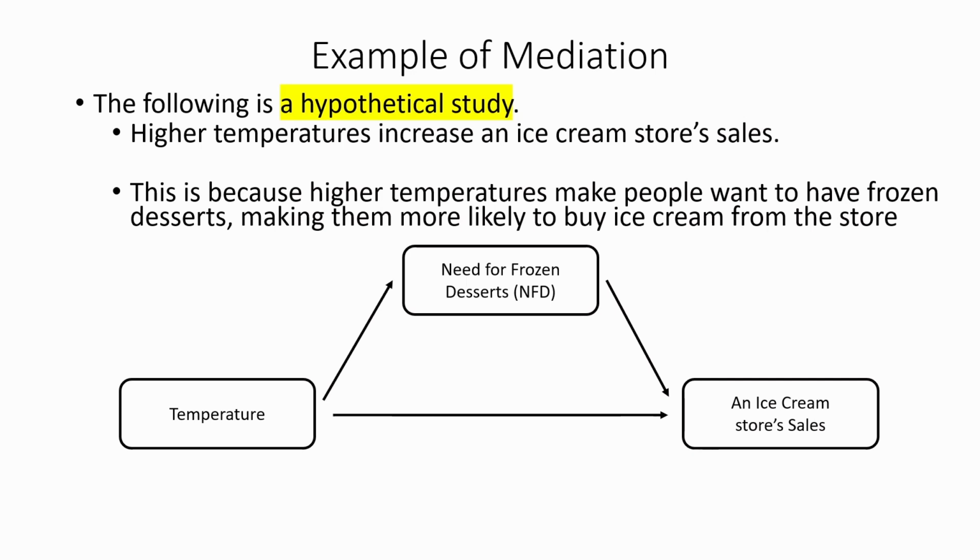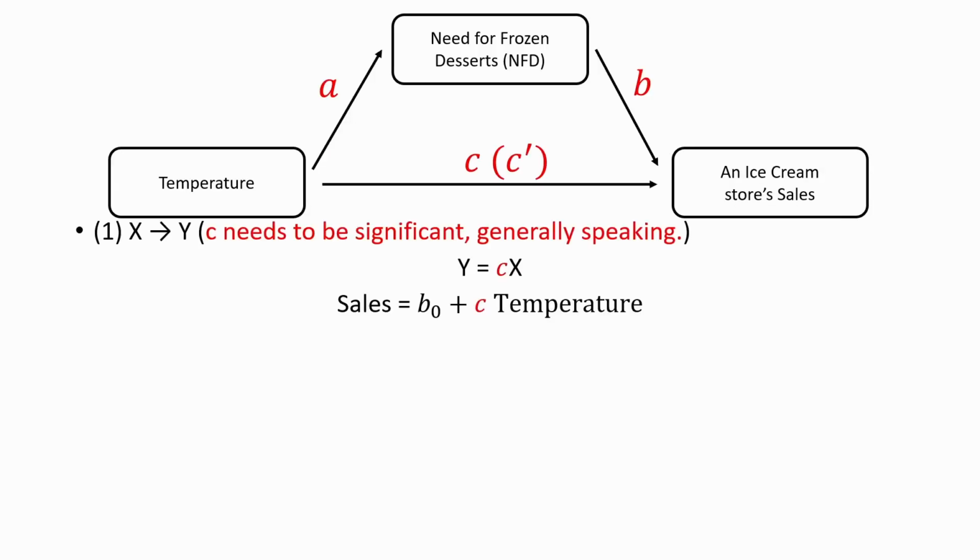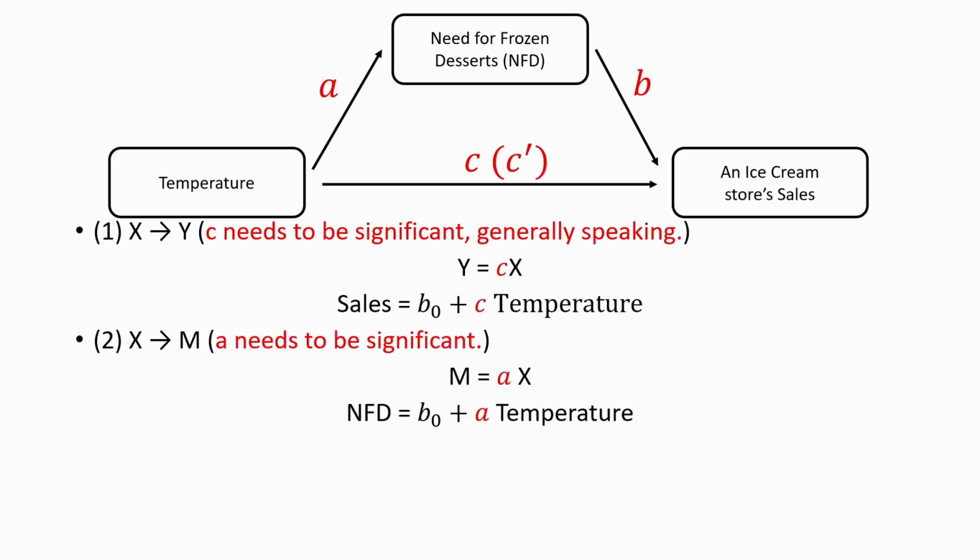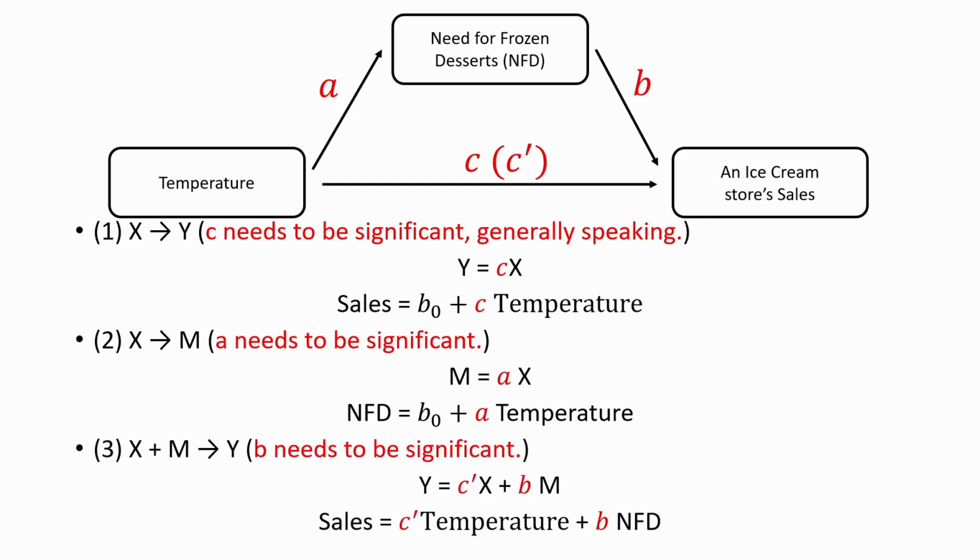For this regression model, we also need to do three sets of regressions. The first is that we're going to regress the X to Y, namely the temperature on the sales. The second, we're going to regress the X to M, so namely temperature on the NFD. And then finally, we'll do a multiple linear regression. We'll regress the temperature and the NFD on the sales.